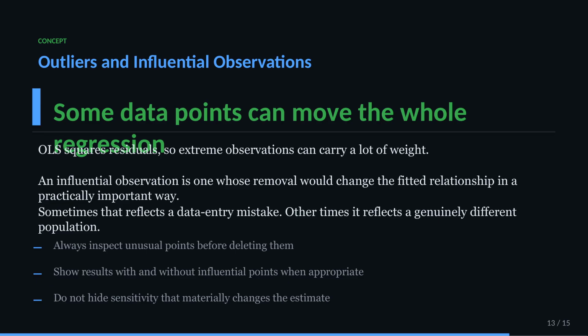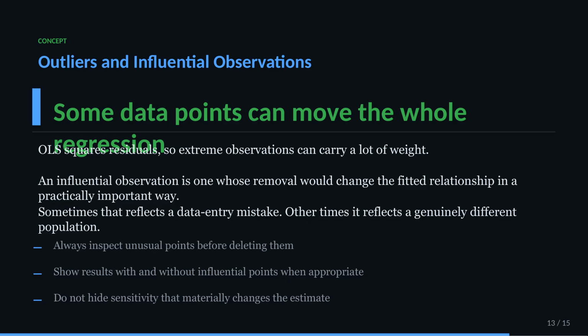Finally, outliers and influential observations. OLS squares residuals, so unusually extreme points can have a disproportionate effect on the fitted line. Sometimes that is because of a data entry mistake. Sometimes it is because the observation really comes from a different underlying population. Either way, you do not want to pretend the issue is not there. A sensible workflow is to inspect strange points, correct clear data errors when justified, and often report estimates with and without influential observations so readers can see how sensitive the conclusions are.